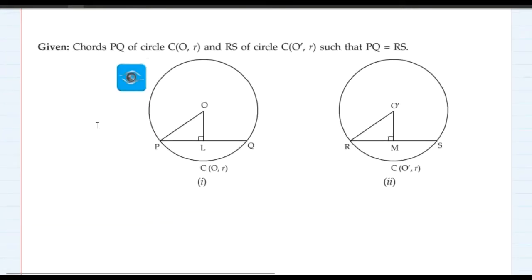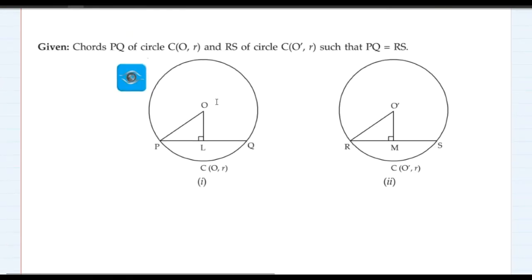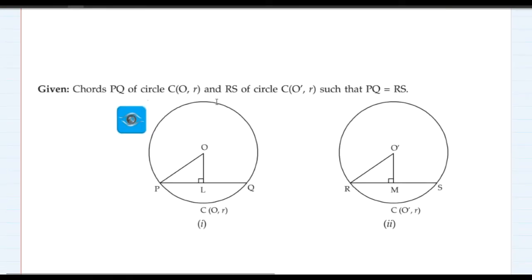Here we have two circles with centers O and O dash, and we have two chords PQ and RS, and these two chords are equal to each other. You have to prove that these two chords are equidistant from the center of the respective circles. Equidistant means the perpendicular distance of the center from the chord is equal. So OL is equal to O dash M.